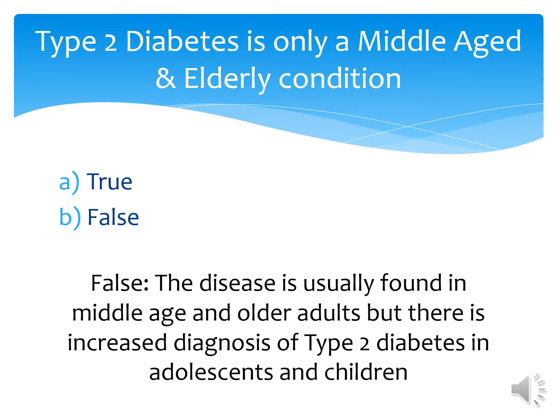Type 2 diabetes is only a middle-aged and elderly condition. True or false? If you answered false, you are correct. The disease is usually found in middle-aged and older adults, but there is increased diagnosis of type 2 diabetes in adolescents and children.